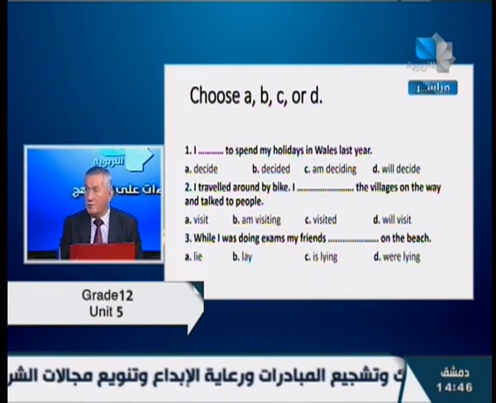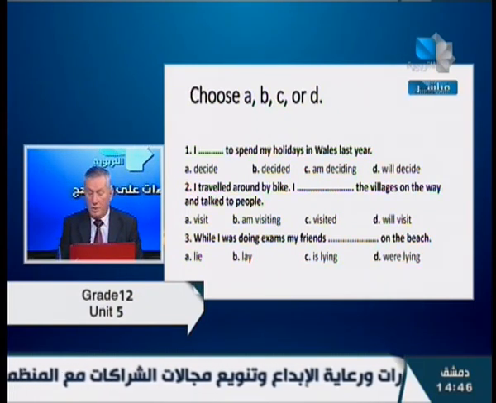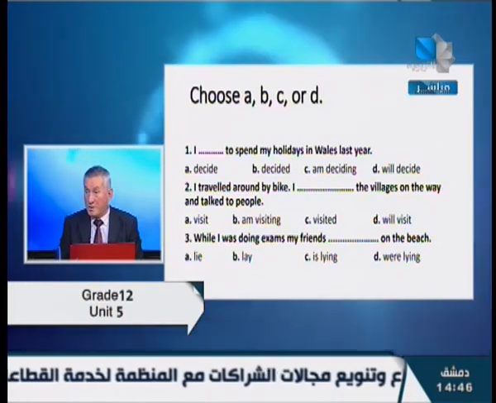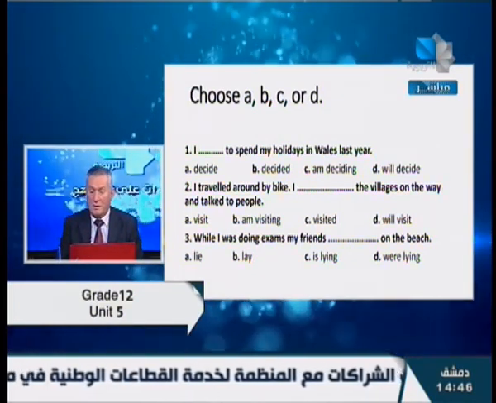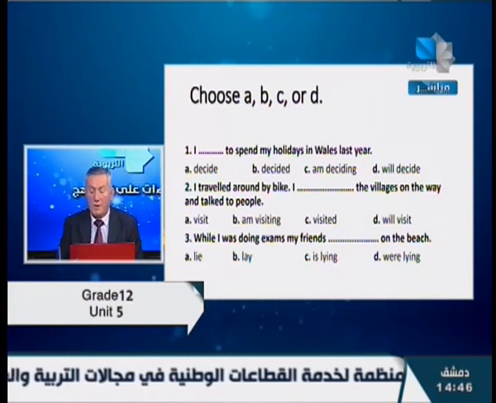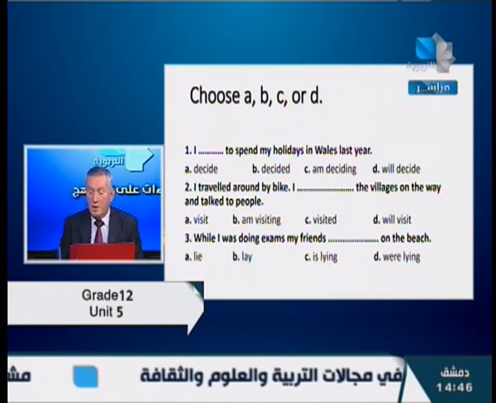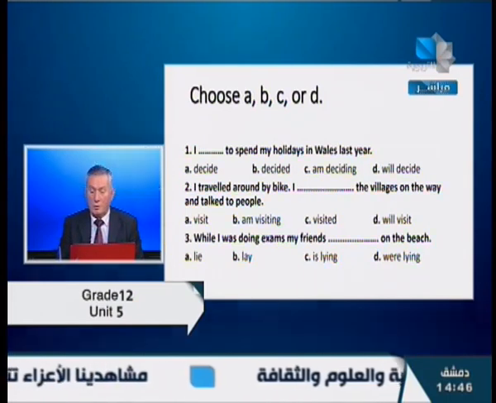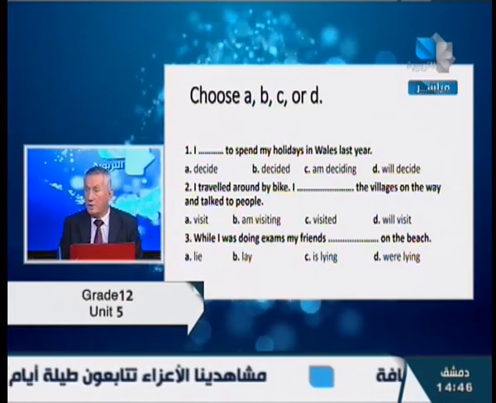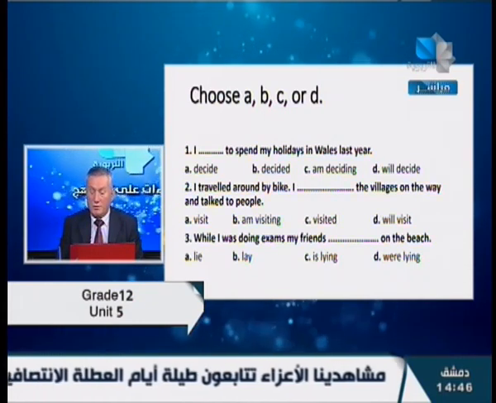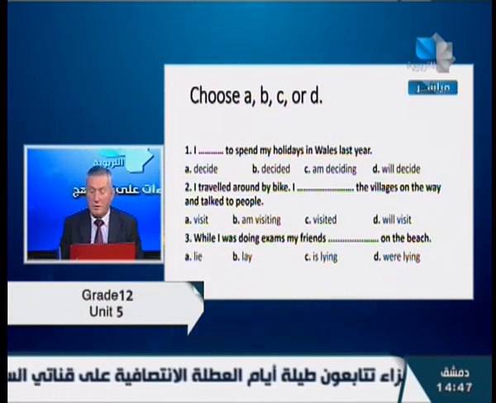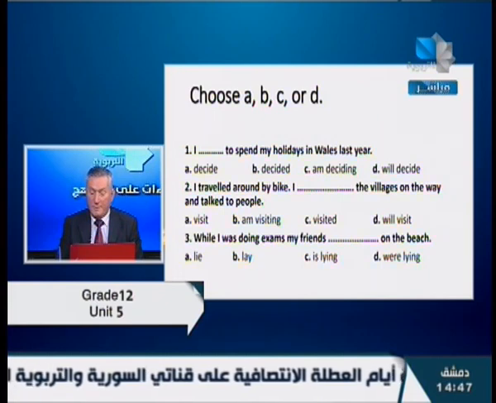I am visiting doesn't go because we have the word traveled, which is in the sentence already, that tells us the sentence is something in the past. Visited can go, and it is the correct choice. Will visit is future, which does not go with traveled. So that's how, as students, we can find the correct answer. I visited. Number 3.